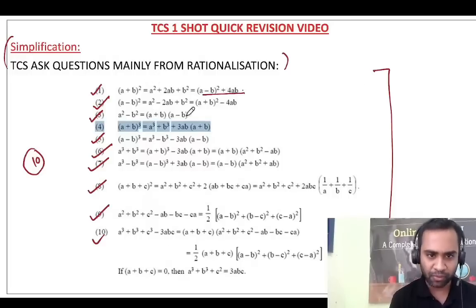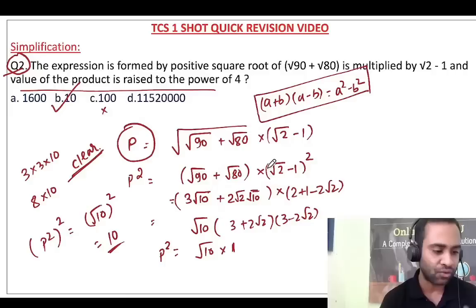So all these formulas you have to keep in mind. So a square minus b square will be a plus b into a minus b.